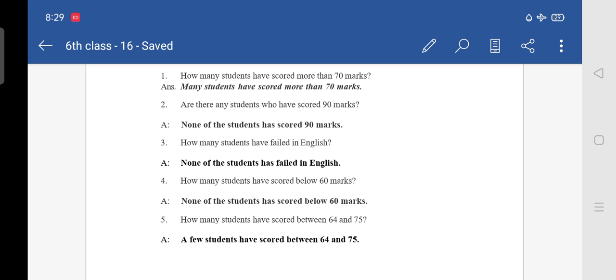Fifth one, how many students have scored between 64 and 75? So they are asking how many students have secured marks between 64 and 75. So what you have to answer is, a few students have scored between 64 and 75. I think you have understood and you have written them neatly.